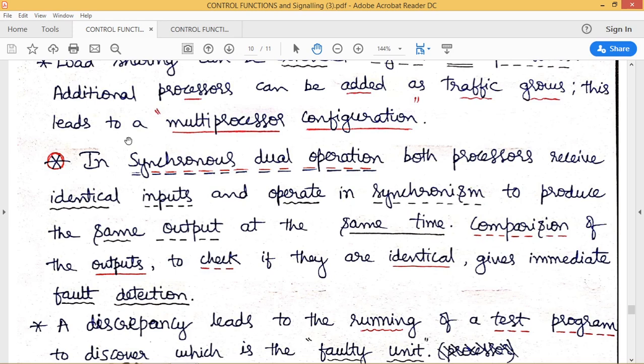At the output of both sides we compare those outputs. Comparison of the outputs is made to check whether they are identical. So that checking will be done, and this gives immediate fault detection. If one processor's output is different from the other processor's output, then we can clearly come to know that one of those processors is faulty or working wrongly.